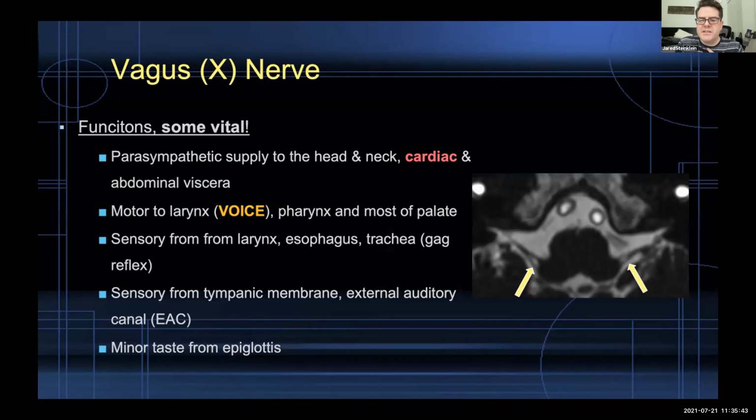So 10 is a bigger nerve, obviously the longest nerve and the most vital nerve, I think, probably because it has so much supply to the head, to the neck, to the heart, and to your abdominal viscera. And it supplies motor innervation to your pharynx and your larynx. Your laryngeal nerves are from this cranial nerve. And also provides a lot of good, really important sensory innervation to your throat.